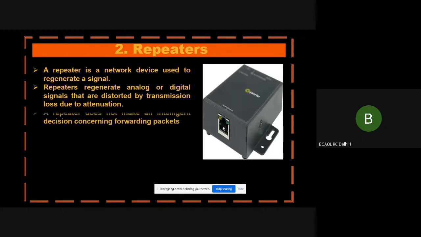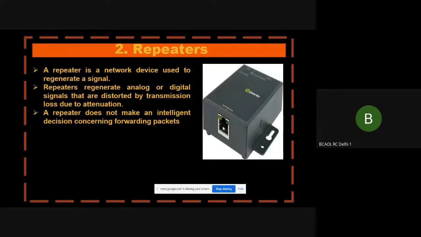For that you require a repeater. Repeaters can regenerate analog or digital signals that are distorted by transmission loss due to attenuation. Because of noise or some other problems, some transmission loss is there. So to regenerate that signal and give it more strength, you have repeaters.